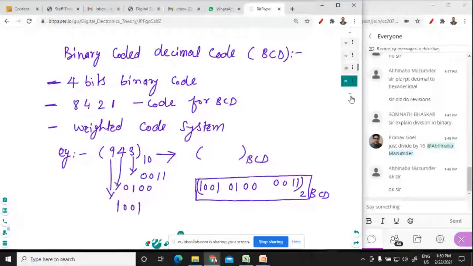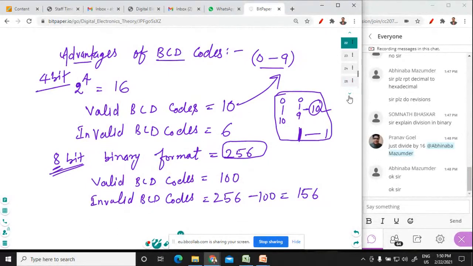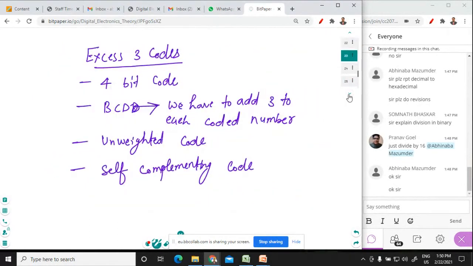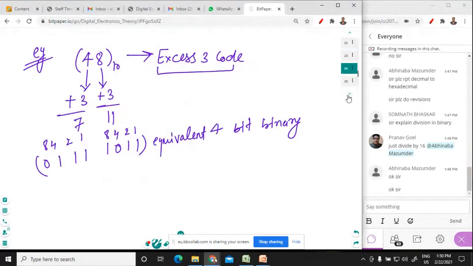Then we started the codes. We have seen the BCD codes, and then the advantages of BCD codes in the last session. Then we saw the excess-3 code, and how to represent numbers from decimal to excess-3. You have to add 3 to each number, and represent that number in the 8421 format.